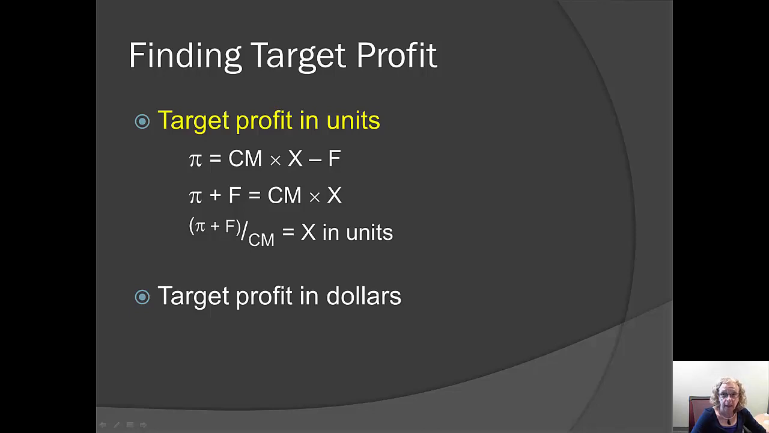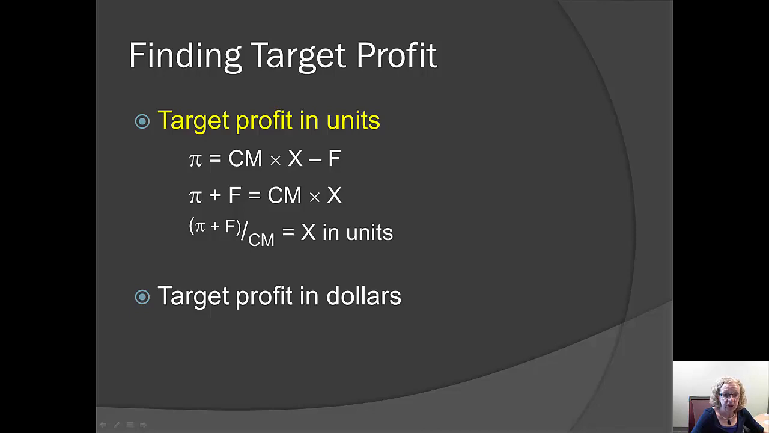That is, target profit plus the fixed cost is everything we have to cover with contribution margins. If we divide that amount by the contribution margin per unit, that will tell us how many units we need to sell in order to generate enough contribution margins to cover the fixed cost and give us the profit that we seek. If we want to find target profit in terms of sales dollars, we actually get two choices.